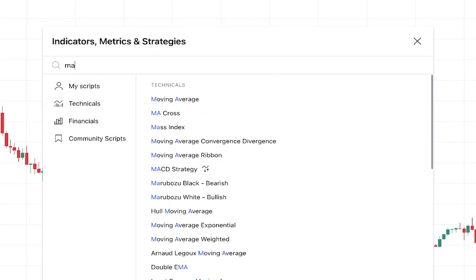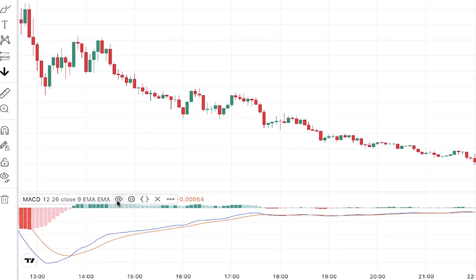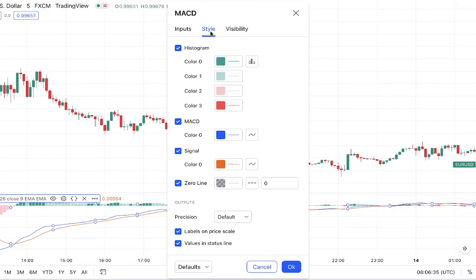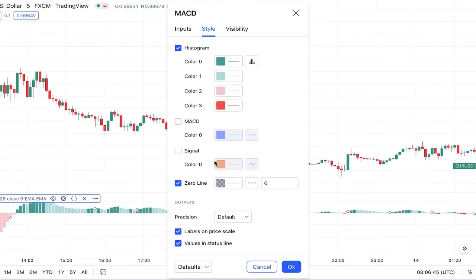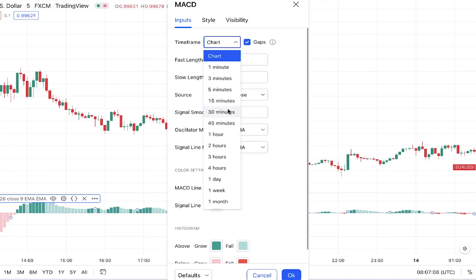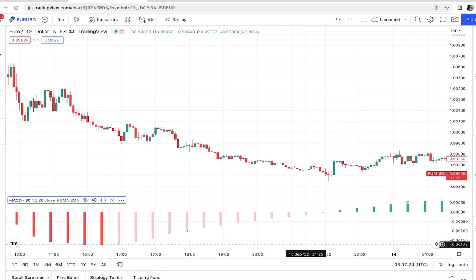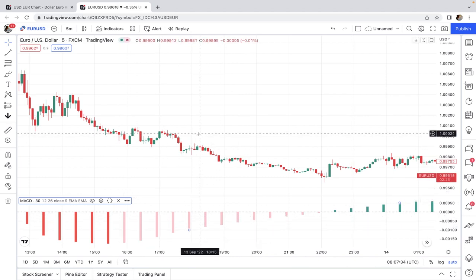The first one, MACD, this one. And for MACD, we should change its settings. First, in the style tab, we uncheck MACD and signal, because in this strategy we only use the MACD histogram. And then in the inputs tab, here in the time frame, we set it at 30 minutes. By doing so, this MACD that is shown here is from the 30 minutes time frame, and we're going to use this for identifying the overall trend of the market.